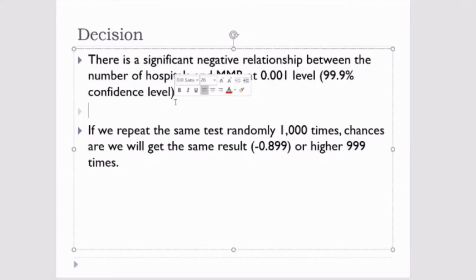Ang confidence level is the percentage. So that's the level of confidence. So 0.001 level or 99.9% confidence level. So meaning if you repeat the same test randomly 1,000 times, chances are we will get the same result or higher 999 times.